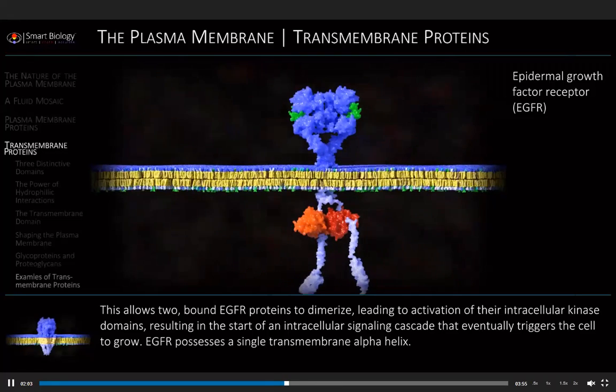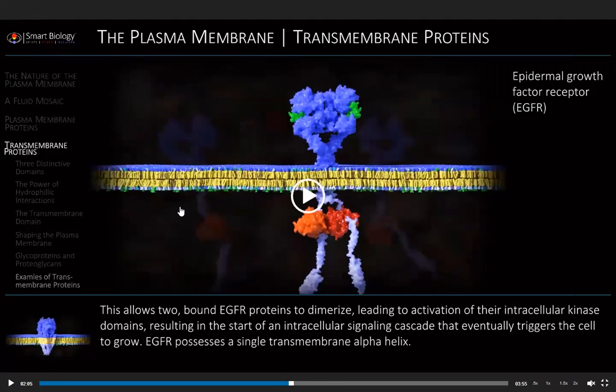There's one other interesting point that has been made in the previous example of protein, which is rhodopsin, and this one as well, in that the part of the protein that is located in the membrane is said to have an alpha helix. So here you can see activation of the intracellular kinase domain results in the start of an intracellular signaling cascade that eventually triggers the cell to grow.